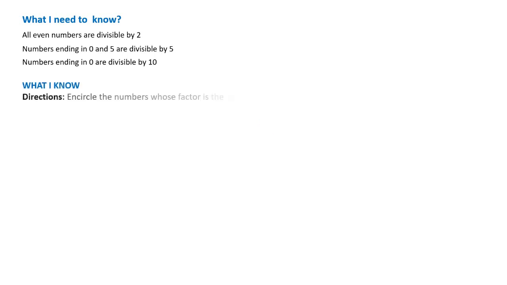What I need to know: all even numbers are divisible by 2. Numbers ending in 0 and 5 are divisible by 5. Numbers ending in 0 are divisible by 10. Let's have an exercise. Encircle the numbers whose factor is the given number before each item.